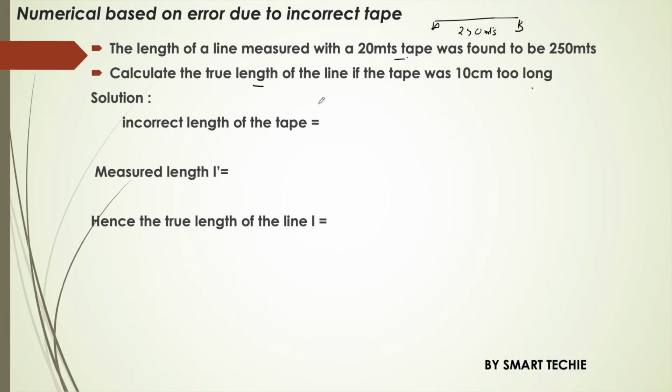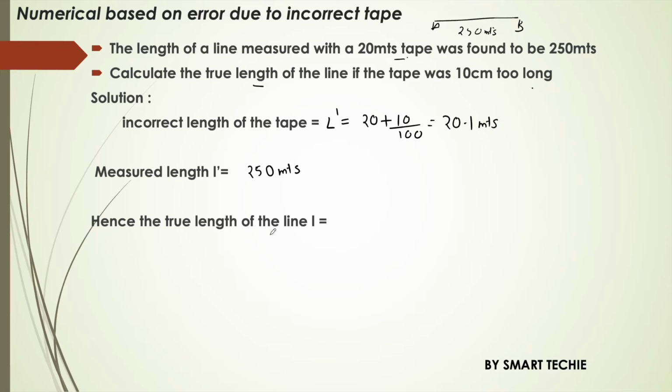So what do I have? Incorrect length of the tape here. I'll have L dash is nothing but 20, plus sign because it is too long. What do I have? 10 centimeters. So I'll convert it into meters. So that is nothing but 20.1 meters. So what is my measured length? Measured length is already given, that is 250 meters.